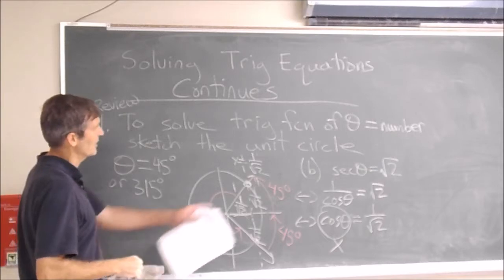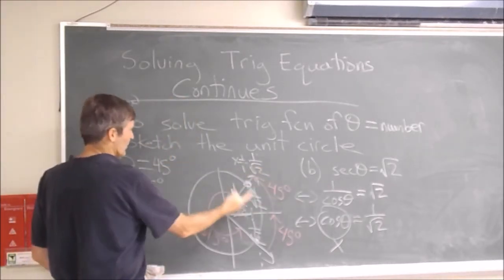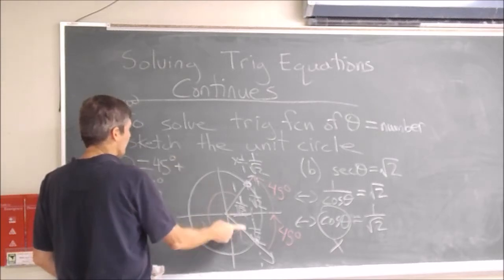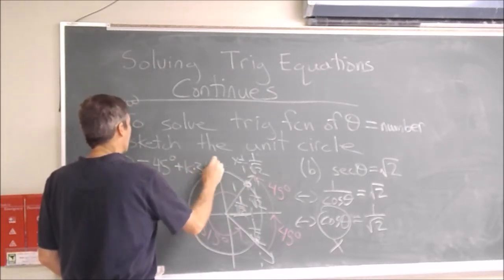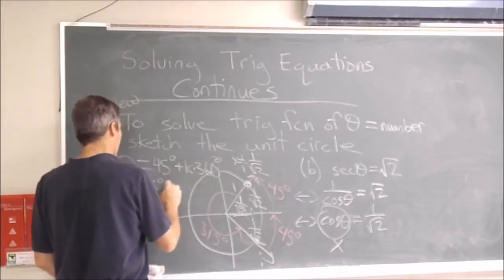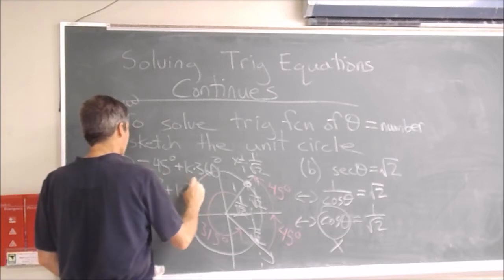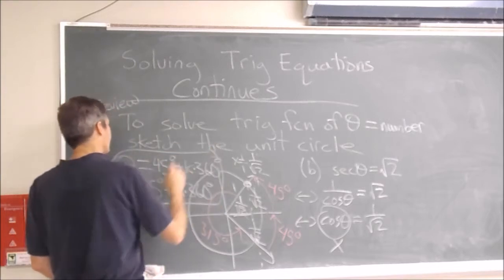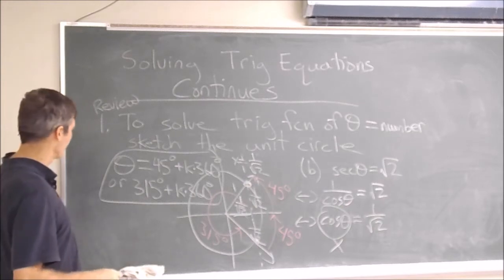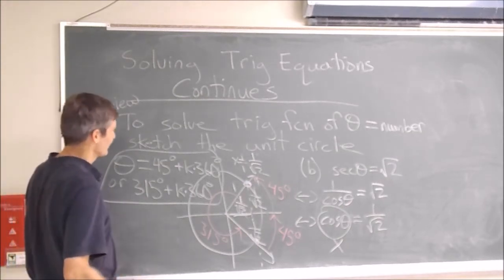But if I don't put a stipulation, I just write it like this, then you add any multiple of 360 because those are all the coterminal angles, all the angles that have these same terminal rays. So 45 plus k times 360, 315 plus k times 360. There are all the angles that have secant. I'm going to just erase my next problem. Secant equal square root 2.